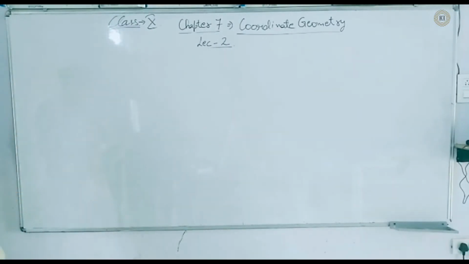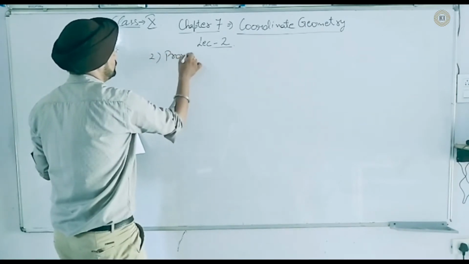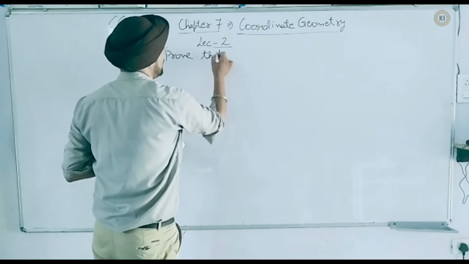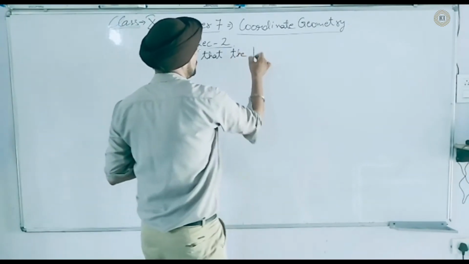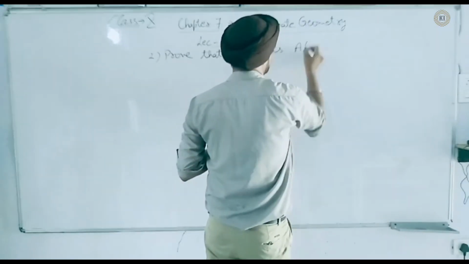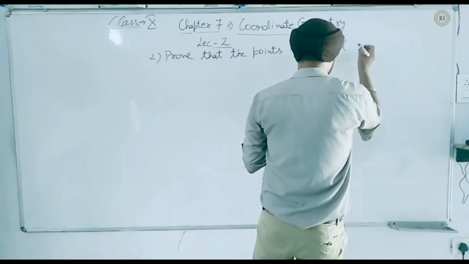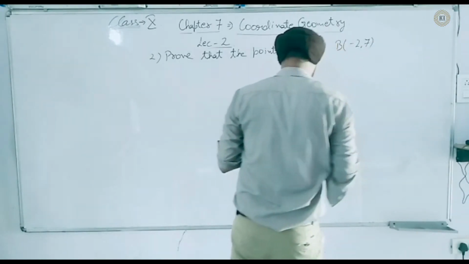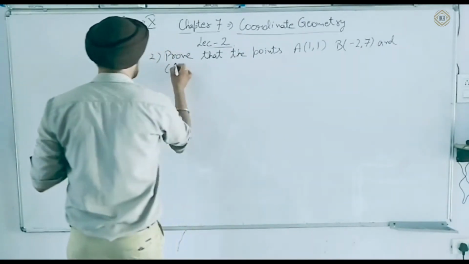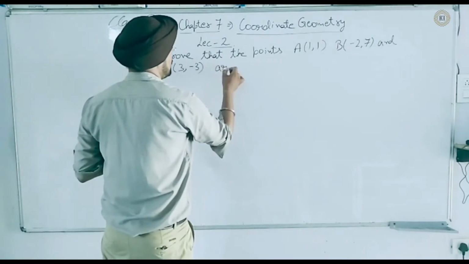Now see, the next question is question number 2. Prove that the points A(1, 1), B(minus 2, 7) and C(3, minus 3) are collinear.